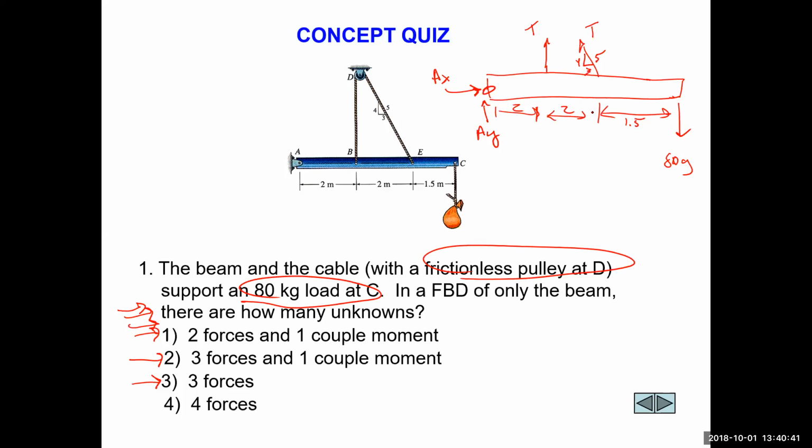Yeah, now we could do moment equations, because in order to solve for the forces, we would actually have to do at least one moment equation. But there aren't any couple moments being applied to that structure by the supports or any external couple moments. So the answer is what? 3, right? It's just 3 unknown forces. We've got to find AX, we've got to find AY, and we've got to find T.